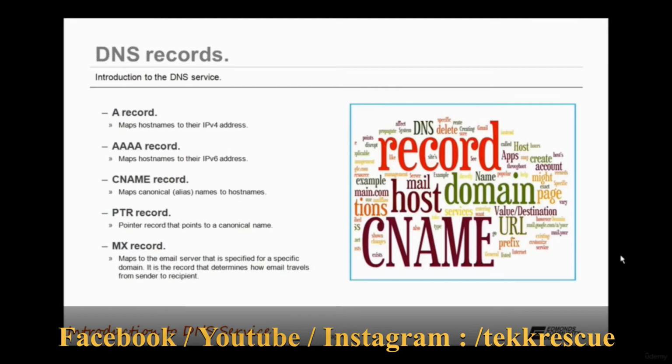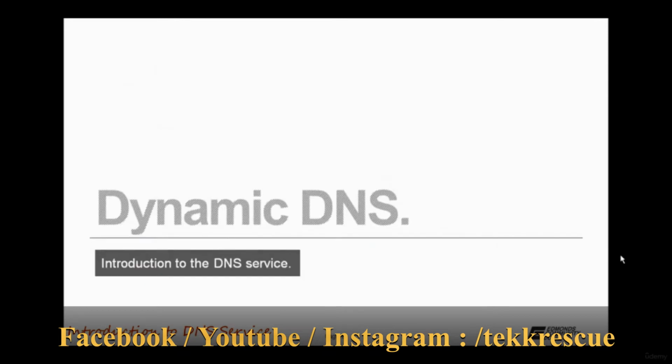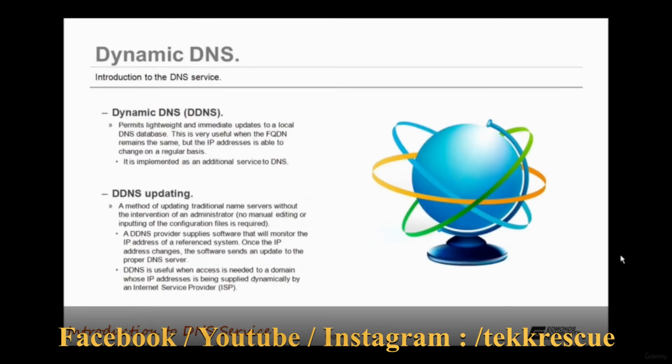And finally, we have the MX record. Now, this record maps to the email server that is specified for a specific domain. It is the record that determines how email travels from sender to recipient. And now let's move on to dynamic DNS. Now, dynamic DNS, or DDNS, permits lightweight and immediate updates to a local DNS database.